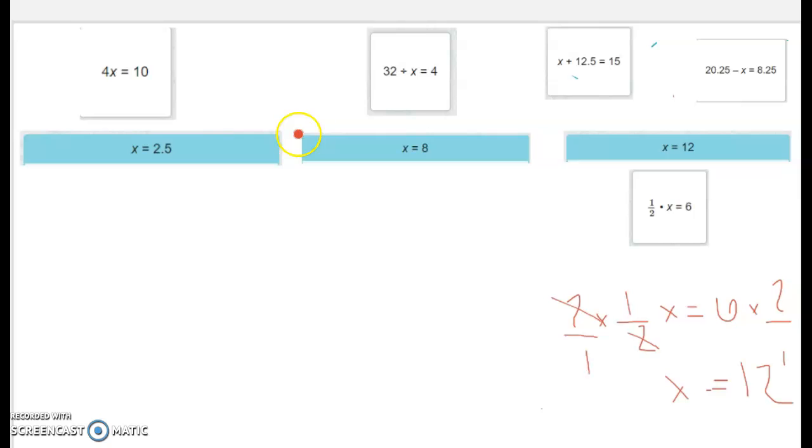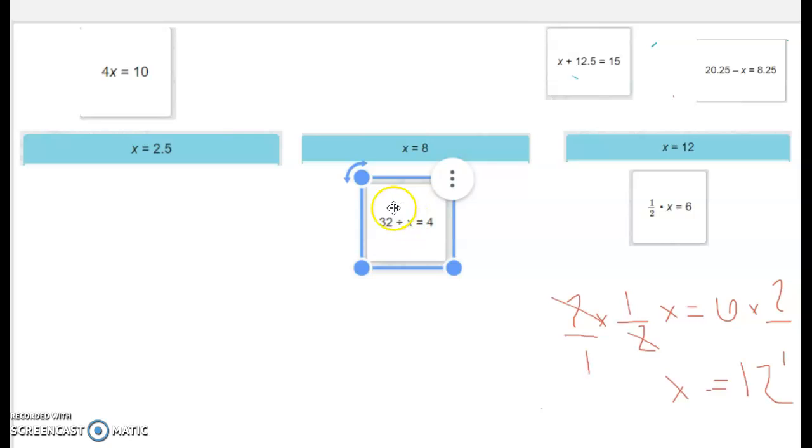Let's see. I know that 32 divided by a number gives me 4. Is 32 divided by 2.5 4? Is 32 divided by 8 4? Is 32 divided by 12 4? Well, the answer is 8. 32 divided by 8 is 4.